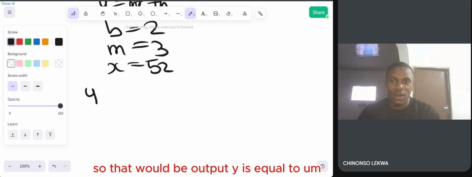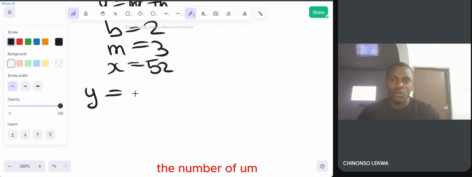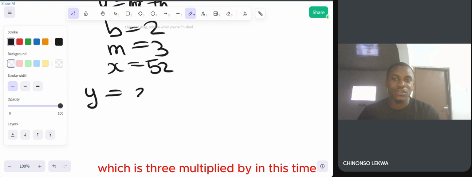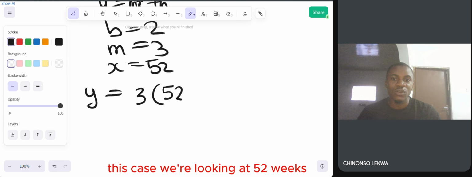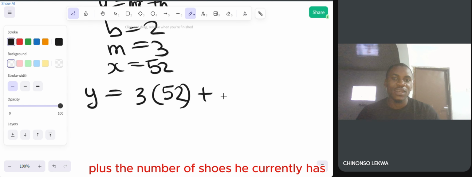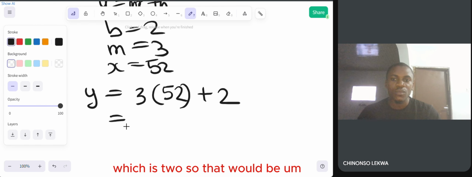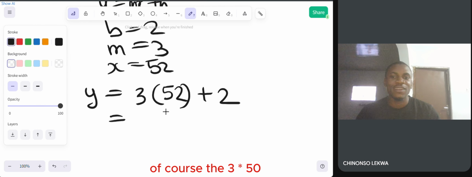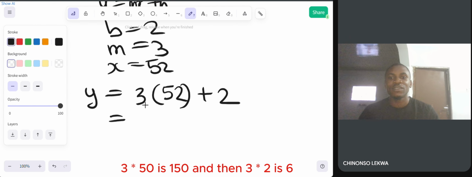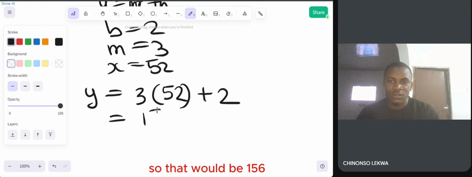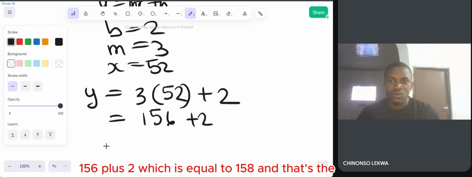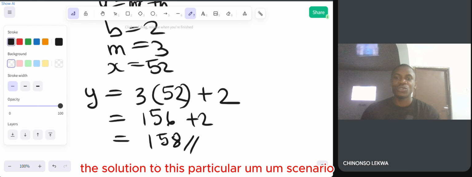That would be output y is equal to the slope, the number of shoes he gets every week, which is 3, multiplied by 52 weeks, plus the number of shoes he currently has, which is 2. Of course, 3 times 50 is 150, and then 3 times 2 is 6. So that would be 156 plus 2, which is equal to 158. And that's the solution to this particular scenario.